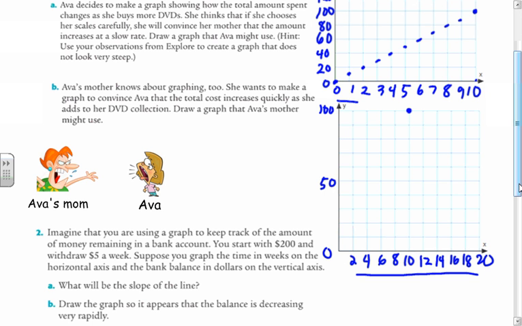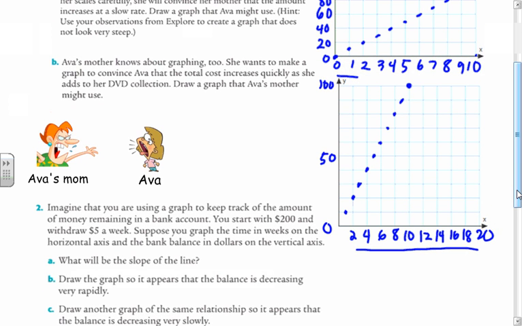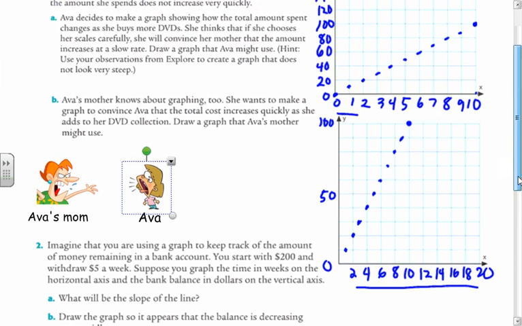Okay, so 1 DVD is $10, which is right there. 2 DVDs is 20. 3 DVDs is 30, and so on. And when I do that, what I get is a graph that looks really steep. So then Ava's response to that is, so you can have quite an effect.